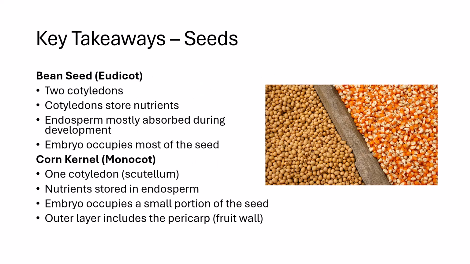Let's summarize the major differences you observed between the bean seed and the corn kernel. The bean seed represents a eudicot. It contains 2 cotyledons, and these cotyledons store most of the nutrients that support the developing embryo. Because of this, the embryo structures take up most of the seed. The corn kernel represents a monocot seed. It has only 1 cotyledon, and most of the seed is filled with endosperm, which stores nutrients for the embryo. You may also notice that the outer layer of the corn kernel is actually part of the fruit wall, called the pericarp, which is fused with the seed coat. These structural differences reflect 2 different strategies for storing nutrients and supporting early plant growth.